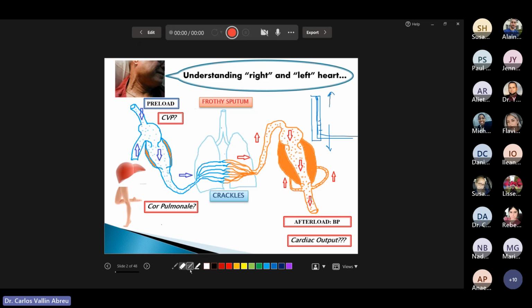So these are the main manifestations of right and left heart failure that are easy to understand if we physiologically separate the right heart from the left heart, separating them by the circulation. Of course, there are many other details, okay? When a person has a problem in the right heart, the first thing that we're going to notice is that the legs are going to be swollen.